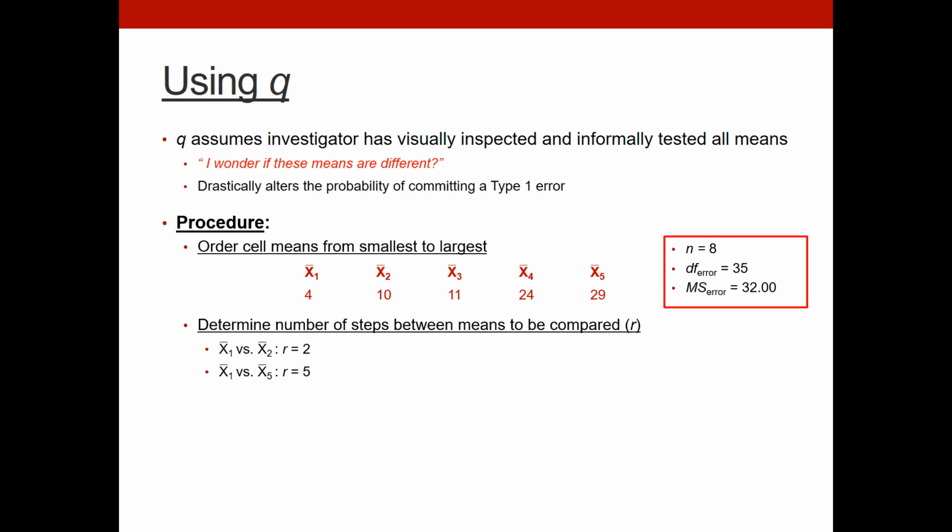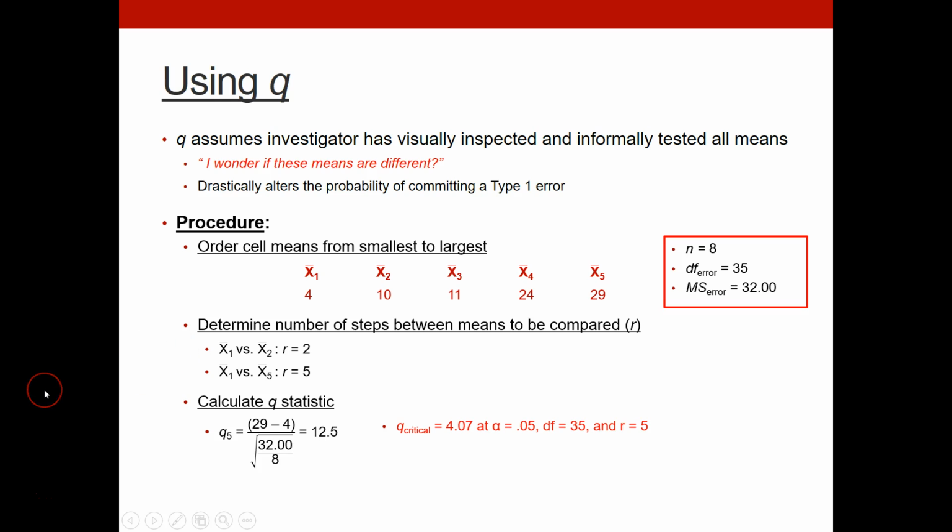Okay. So what we would do, let's say, I'm really interested because I just see a 4 and a 29, and I wonder if those two groups are different. What I would do is first calculate my test statistic. My test statistic in this case is going to be a Q with 5 steps, because 1, 2, 3, 4, 5. We're comparing our smallest to our largest, so we've got our most extreme groups here.